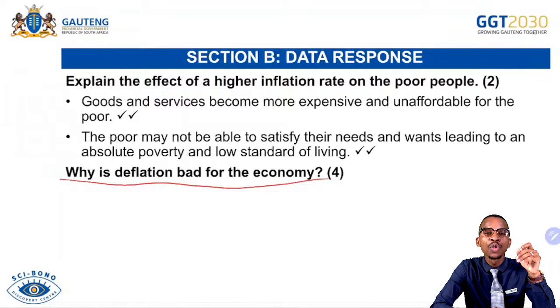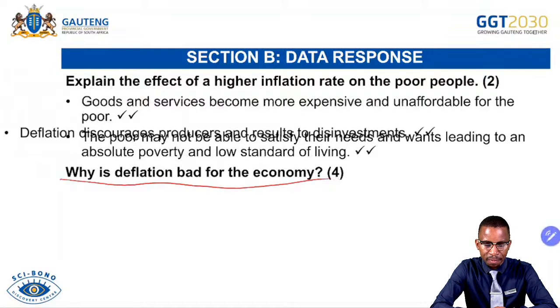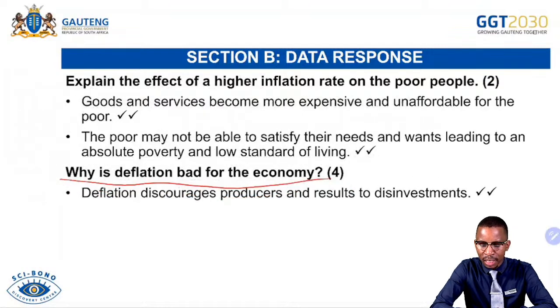Some of them decide to withdraw their investments because the economy doesn't benefit them anymore. You find that they borrowed capital from commercial banks, maybe at a fixed interest rate which is very high, and then deflation comes in. They still pay high returns on the capital they borrowed, only to find that they are making minimum returns on revenue. So that becomes bad for the economy. It becomes a bad environment for investors. They withdraw their investments. Deflation discourages producers and results in reduced investment.